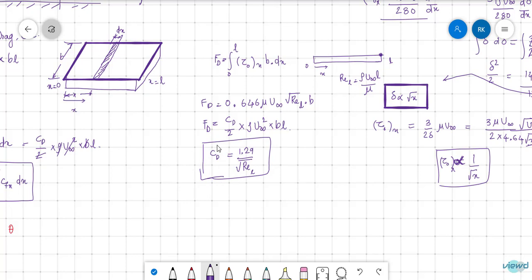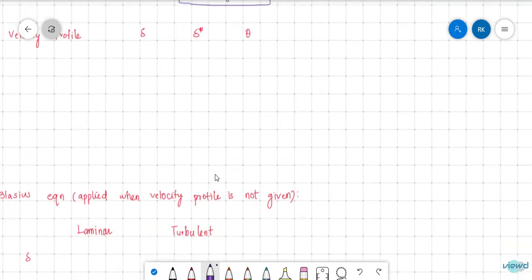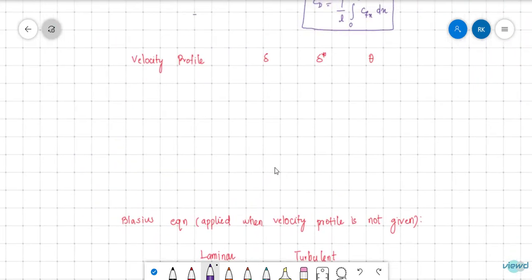Now there may be different velocity profiles given. For different velocity profiles, we get a different momentum thickness, displacement thickness and boundary layer thickness. Now if the velocity profile given is u by u infinity is equal to y by delta, the velocity profile is u by u infinity is equal to y by delta.